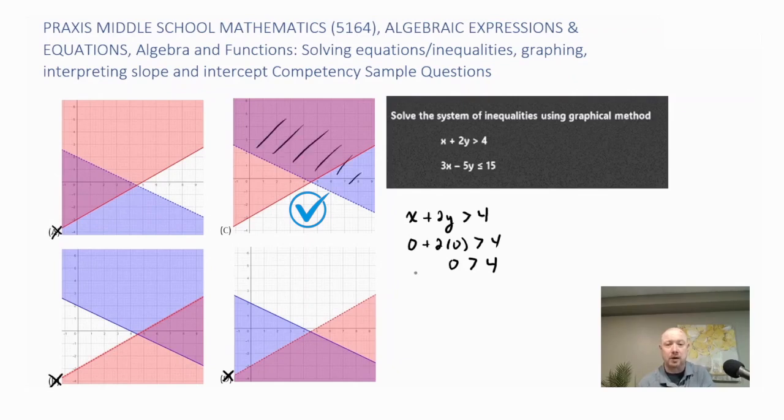And then if we check 0, 0 for the other inequality, we would get 0 is less than or equal to 15. So that means for this, we have to shade this region above this line, and our purple area is the solution set. So the correct answer here is C.